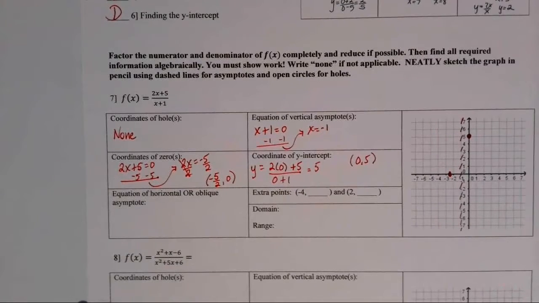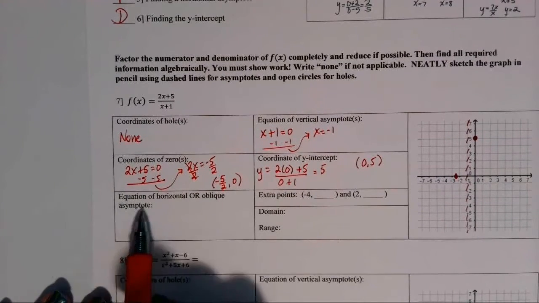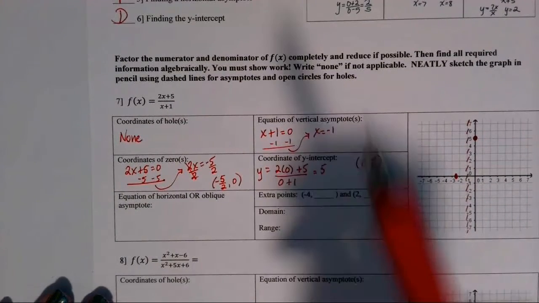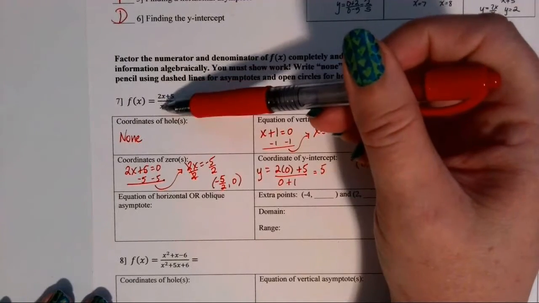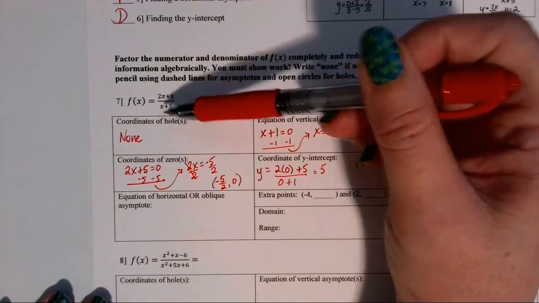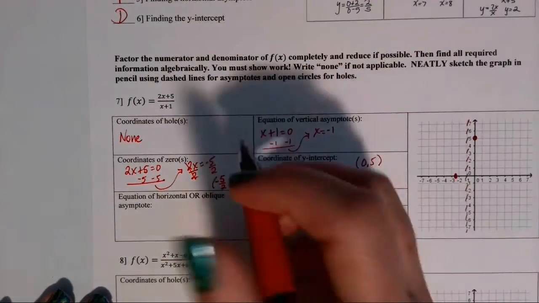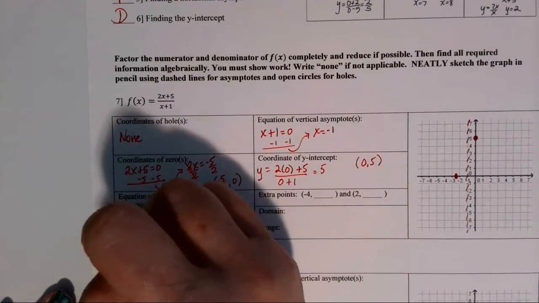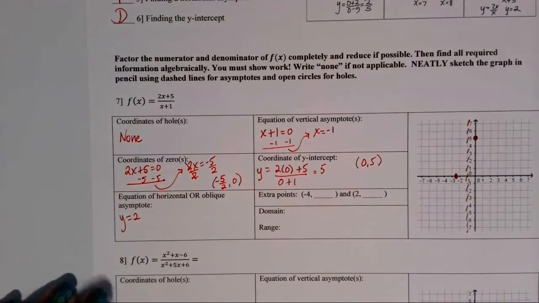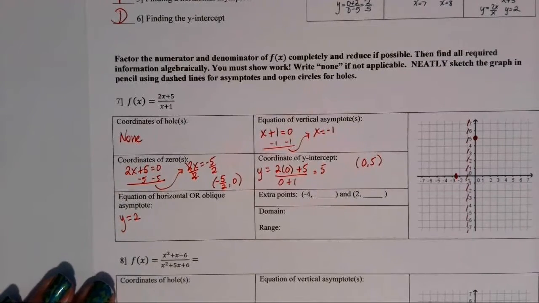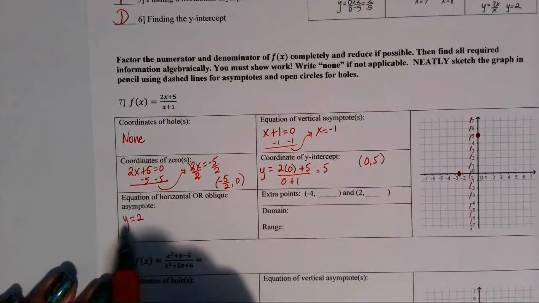Okay, then to find the equation of a horizontal or oblique asymptote, since the exponents are the same, we use the ratio of the leading coefficients, which would be 2 over 1. So y equals 2 would be the horizontal asymptote. Okay, that was using our Bobo Batten Eats DC shortcut.